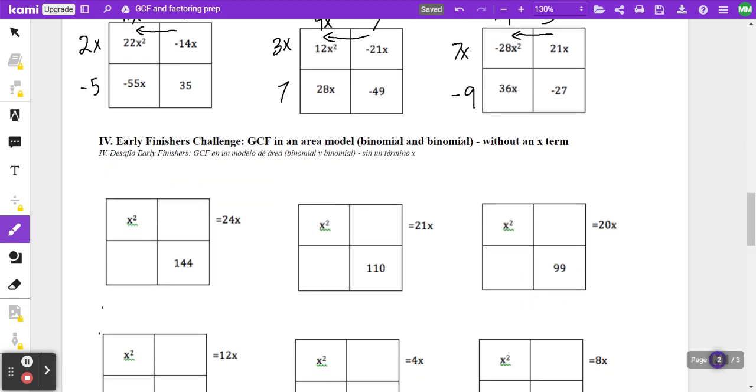Okay, these are some challenge problems. We need to think about the relationships here. I need 2 numbers that add to 24 but work in the area model. What will that take?